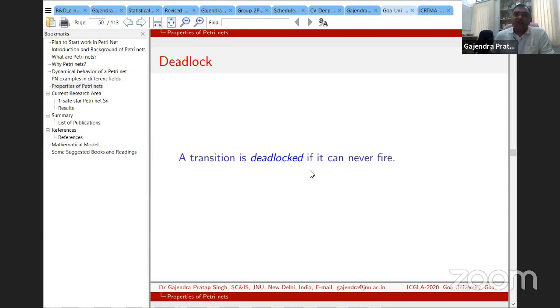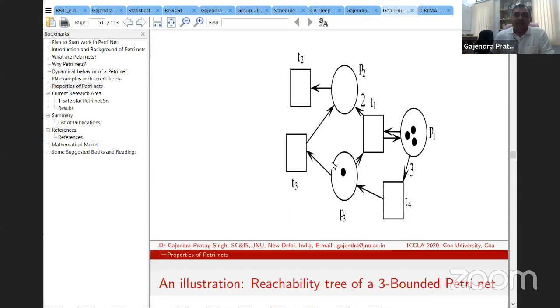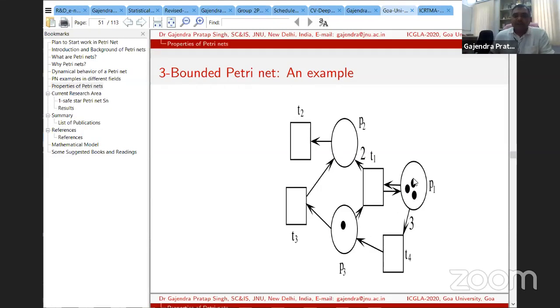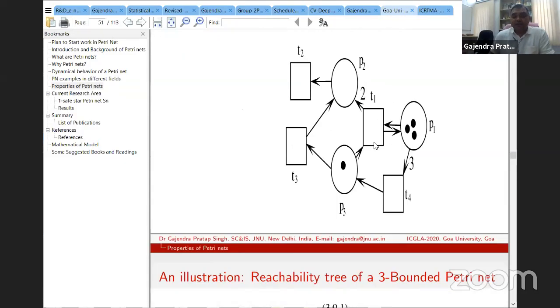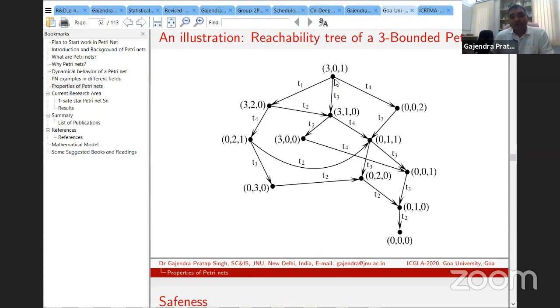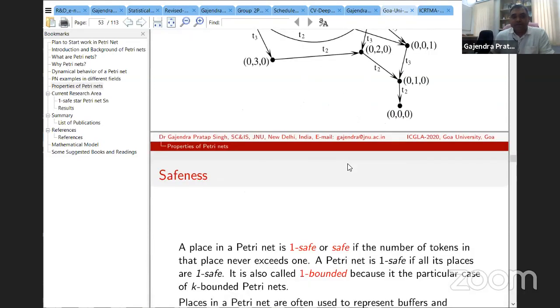Now deadlock is also there. No transition can fire in a deadlock. Here we can see the Petri net given. The place P1 has 3 tokens. Here this is the reachability tree of this Petri net. Here we can see that in every marking the maximum component is 3. That is why it is called 3-bounded, and at this initial state the place P1 is 3-bounded. Overall there are no more than 3 tokens here. That is why it is a 3-bounded Petri net.